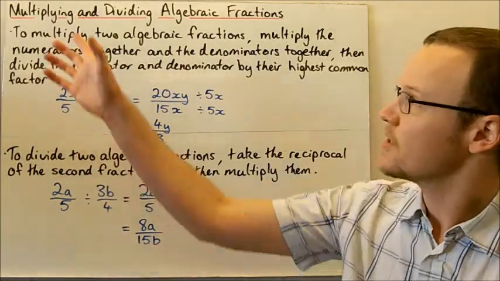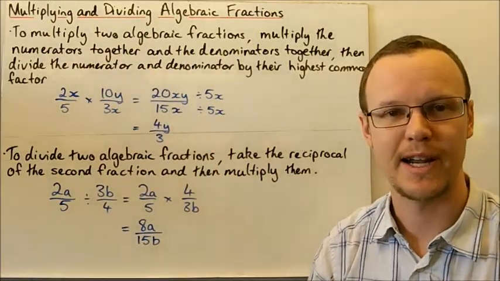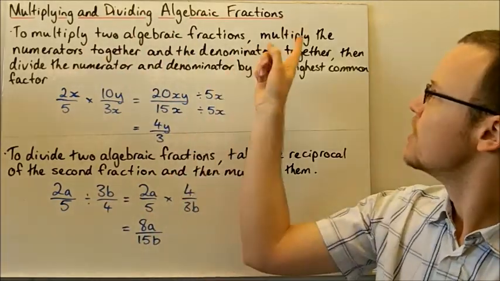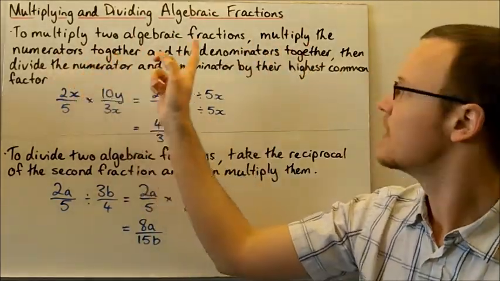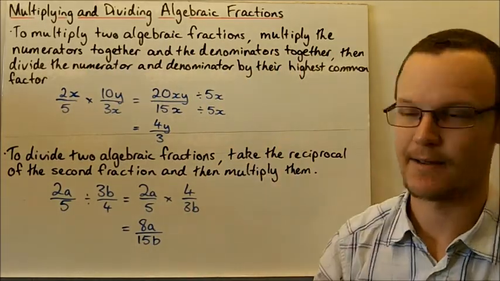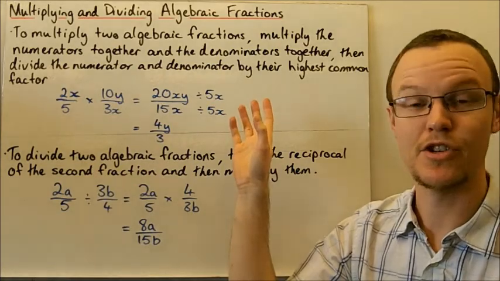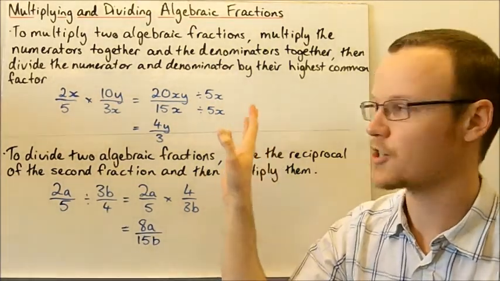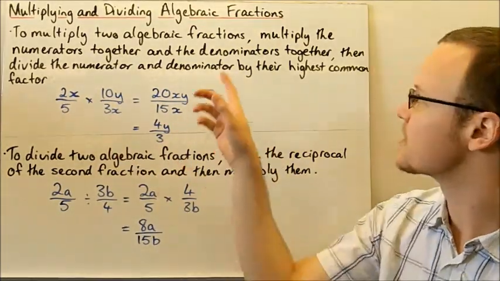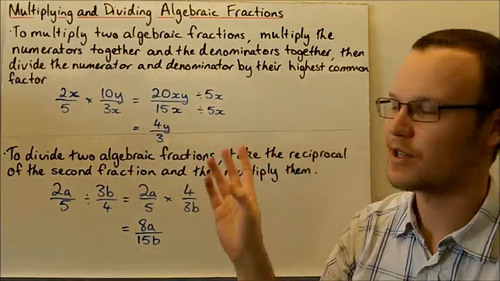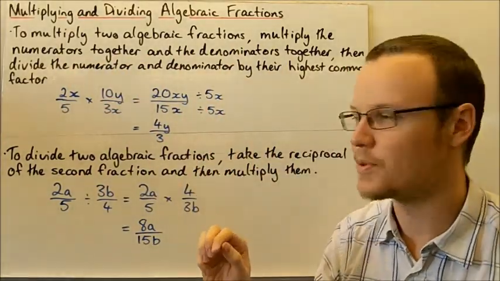Today we're going to look at multiplying and dividing algebraic fractions. To multiply two algebraic fractions, multiply the numerators together and the denominators together, so separately. Multiply the numerators together to get the numerator of the simplified fraction, and then multiply the denominators together. Then divide the numerator and the denominator by their highest common factor to get it in its simplest form.